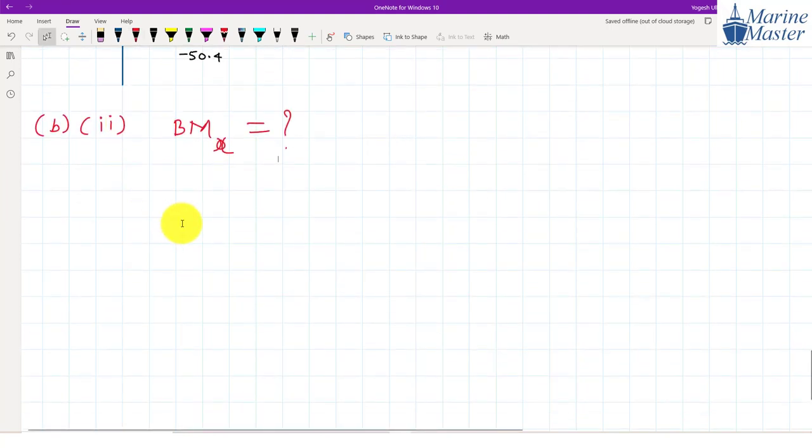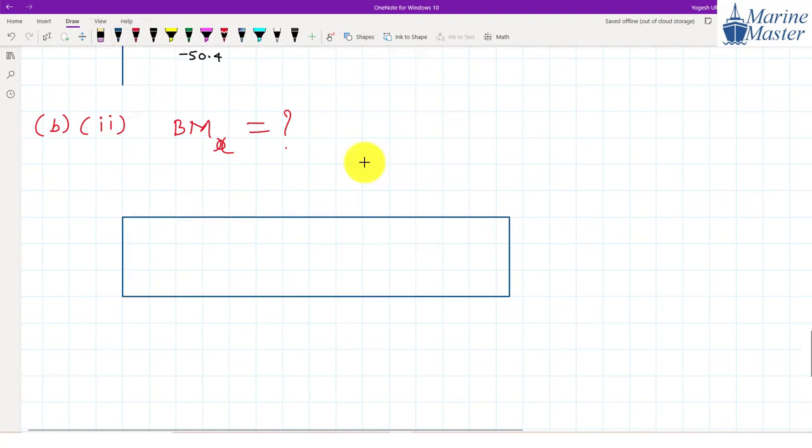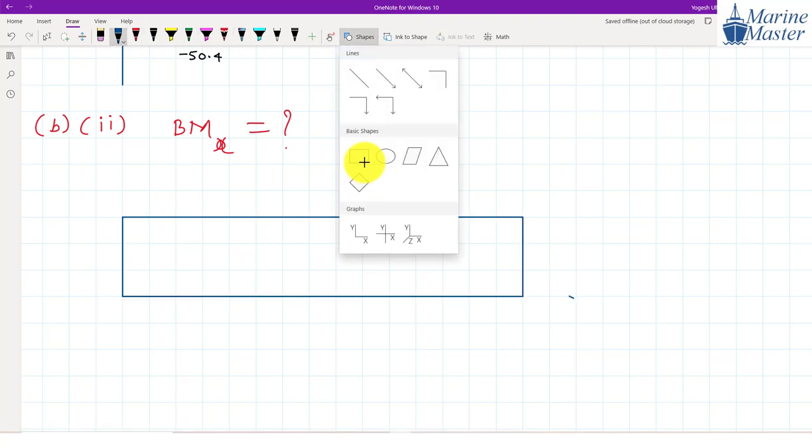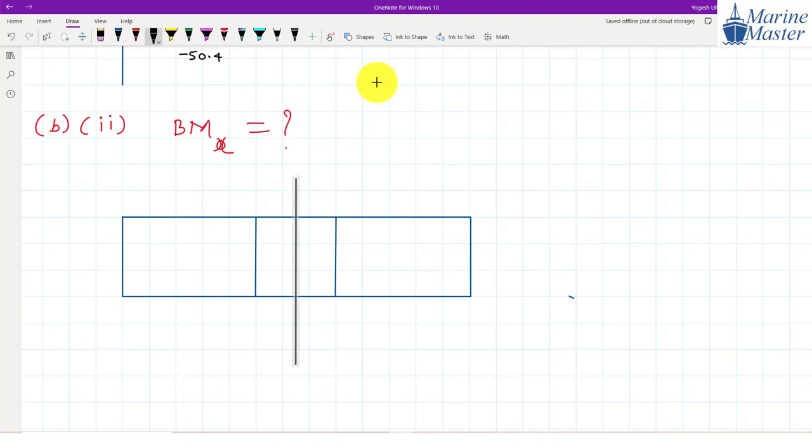And for that purpose, what are we going to do? We are going to draw just a basic drawing, so that we will have a proper understanding. Observe here. Now this is our midship, guys, everyone. So this is our midship.